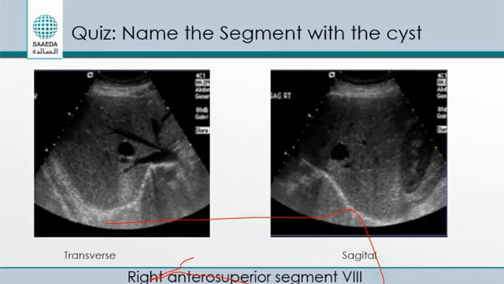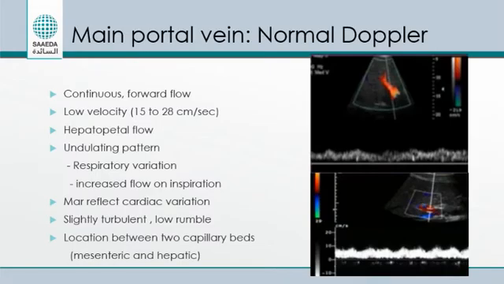Let's come to the Doppler anatomy of the liver. The main portal vein, the Doppler signal is continuous forward. It's toward the liver. It brings blood to the liver. Has a low velocity averaging between 15 to 28, 30 cm per second. It's hepatopetal, as we said. It has an undulating pattern. It goes up and down, just like here. Okay? Up and down, up and down.